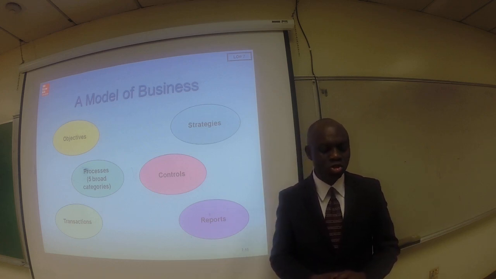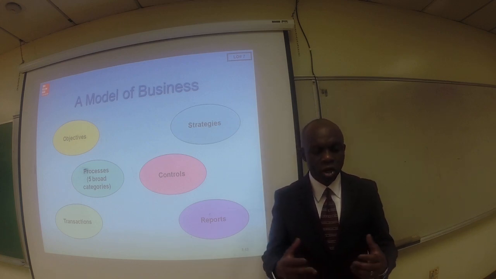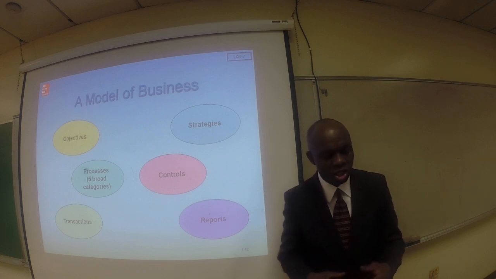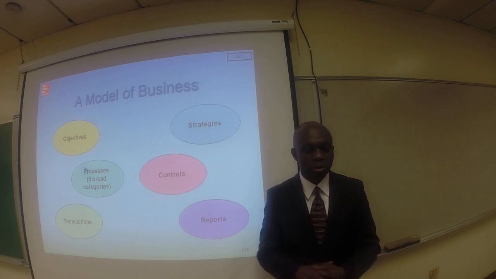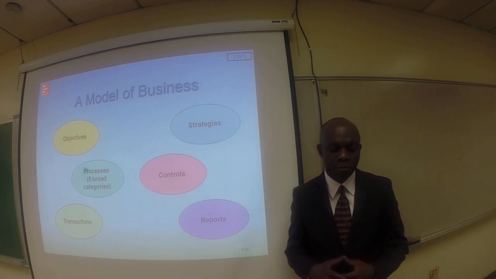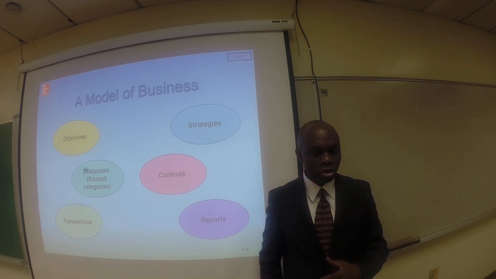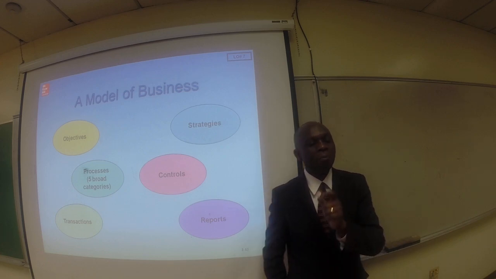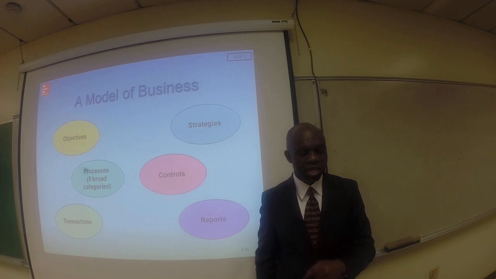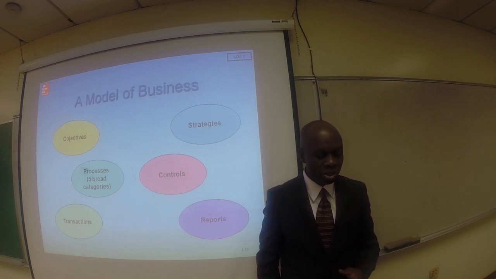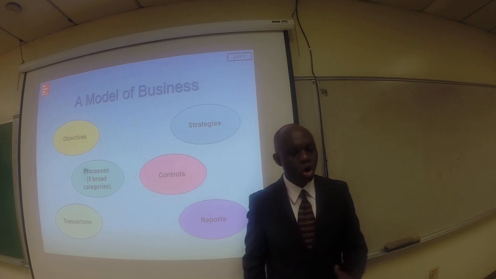Now let's take a look at the strategies. We said that a careful plan or method to achieve a goal deals with the strategies. In other words, in order for you to accomplish your objectives, you have to put some strategies in place to make it happen. So the strategies deal with a careful plan or method to achieve your goals or objectives. Now let's take a look at processes. We have 5 broad processes, and we are going to talk about them in great detail in the next slide. Those are the key areas of operation. For example, we have financing, purchasing, and so on and so forth.